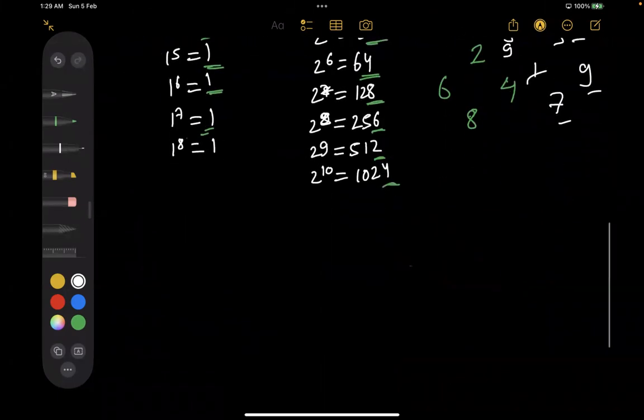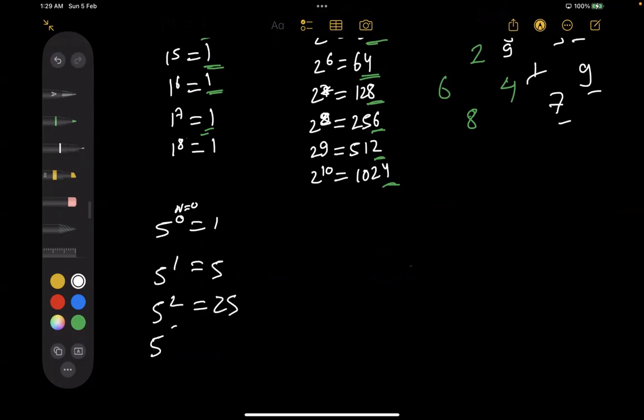Now let's take one more number left to verify. 5 power 0 will be always 1 because n is equal to 0. Let's take 5 power 1. It is 5. 5 power 2, 25. 5 power 3. Last digit will be always 5. So if we take a cycle of 4, this will be always 5, 5, 5, 5, right?